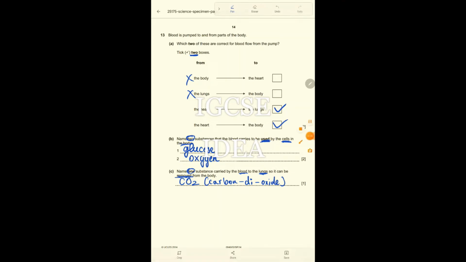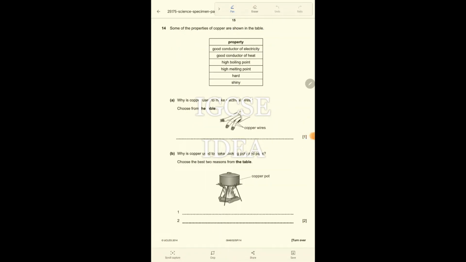Okay. Question 14. Some of the properties of copper are shown in the table. Property: good conductor of electricity, good conductor of heat, high boiling point, high melting point, hard and shiny. Why is copper used to make electrical wires? Choose from the table. Because it is a good conductor of electricity. We must never write 'bill' after this line, but since no one's gonna correct this, I'm writing there.